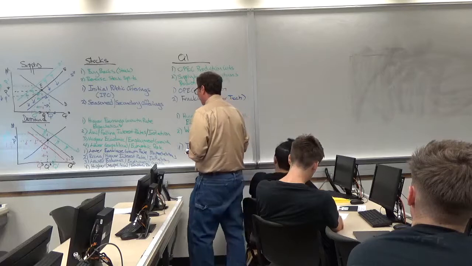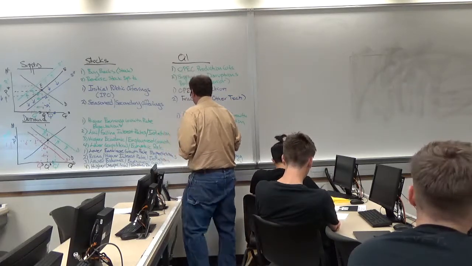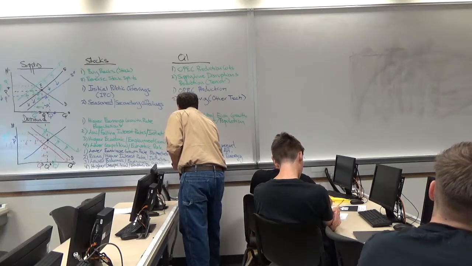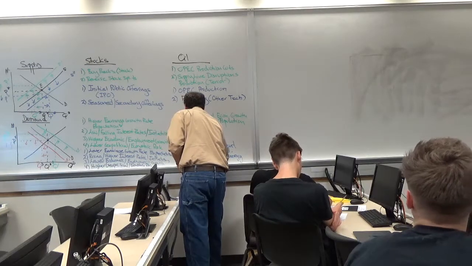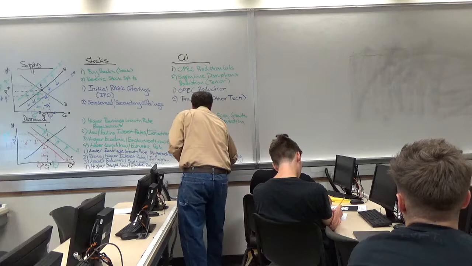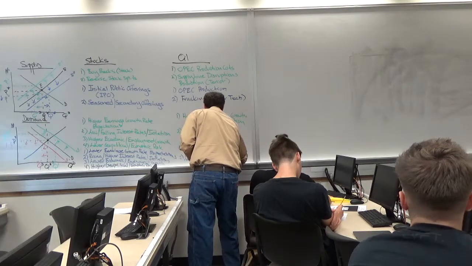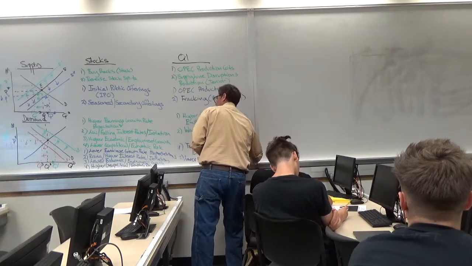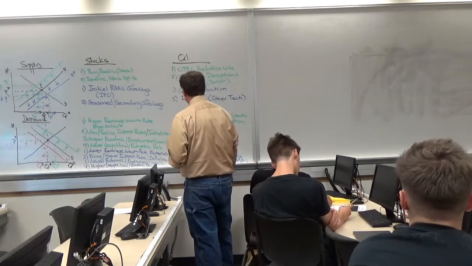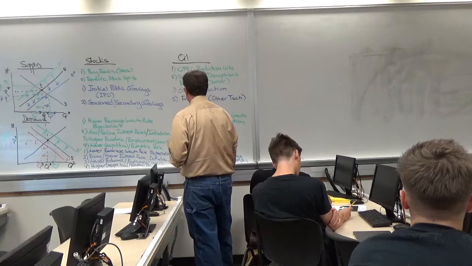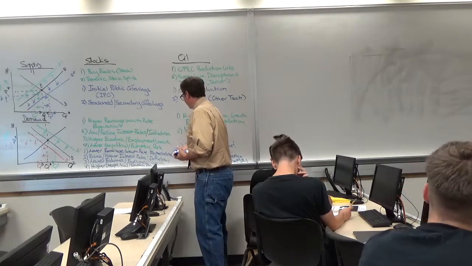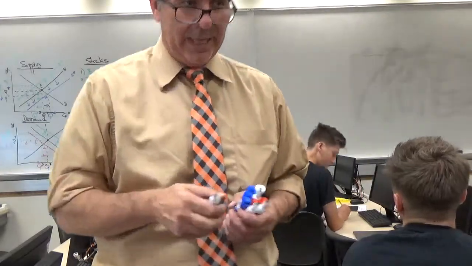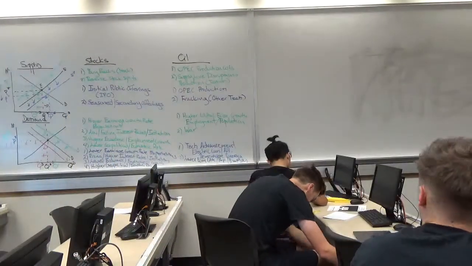What else would cause the demand curve to go down? Lower economic growth. Yeah, exactly. Lower economic growth, population, employment. I'll leave it there, but I'll let you guys add some more. Okay, you can take some from the other side.